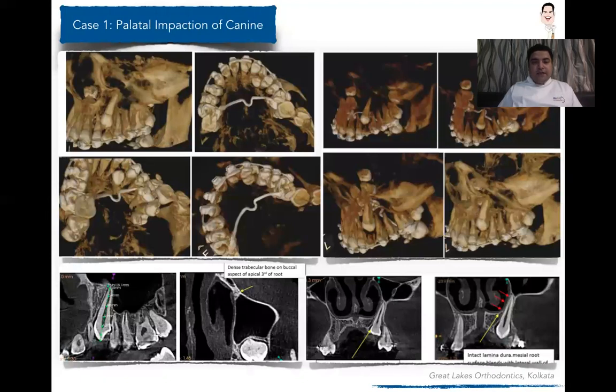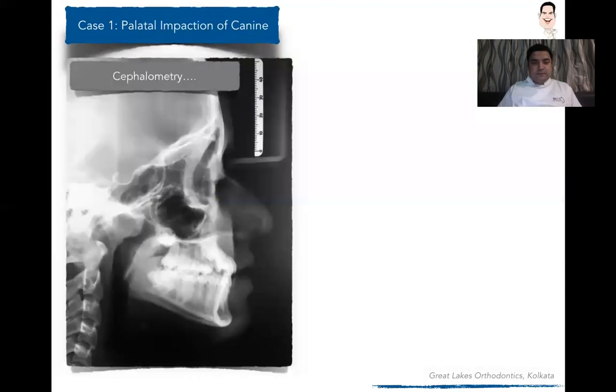So you can have an additional CBCT, which gives you a conclusive statement as to where the canine is exactly placed. It is always an additional armamentarium in the hands of the orthodontist and the maxillofacial surgeon. So if you have the CBCT in hand, then localization becomes easier and the surgical intervention becomes much more conservative. So you can see in this CBCT that the canine was palatally placed.